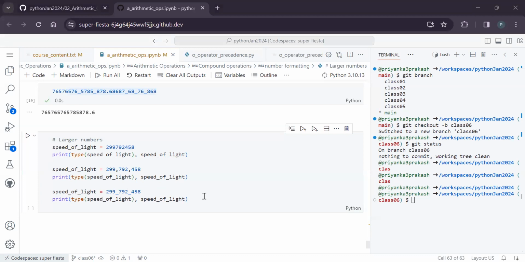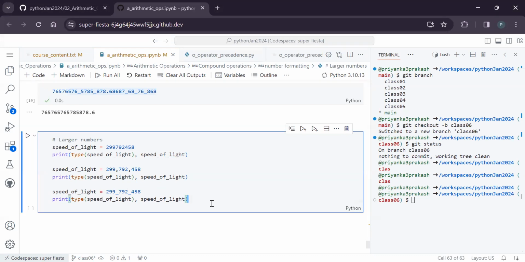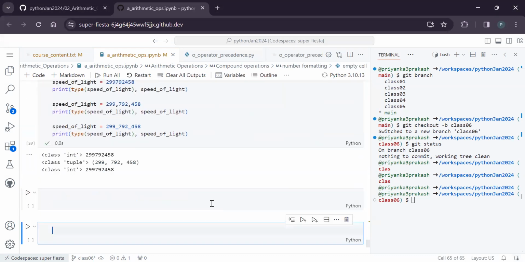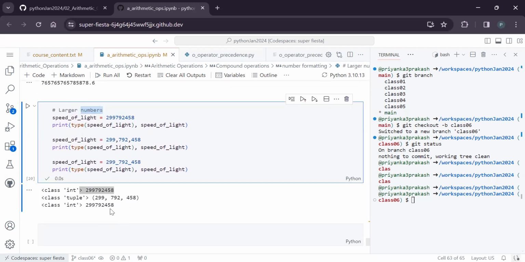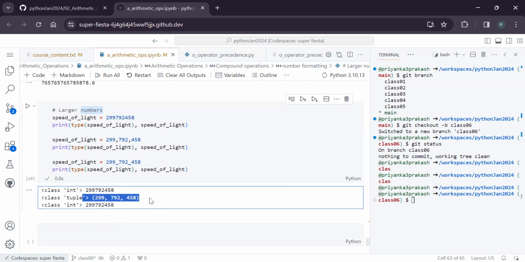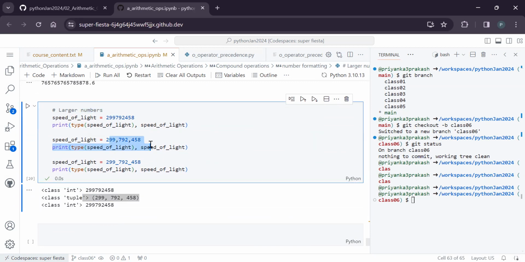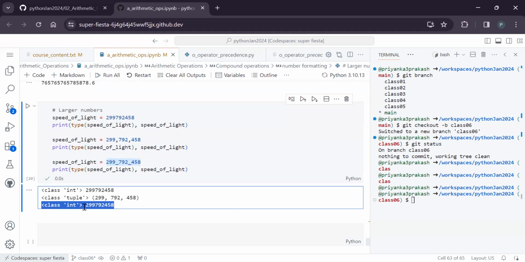And also, if I do an underscore again, you see here, in this case, what happened? In the first case, it is treated as an integer as it is. Second case, it is treated like a tuple, because it is comma separated. But if you are writing an underscore, again, it is treated the same way.